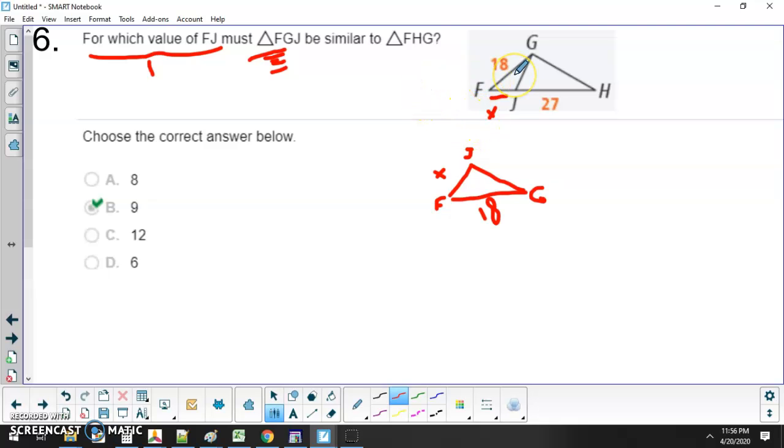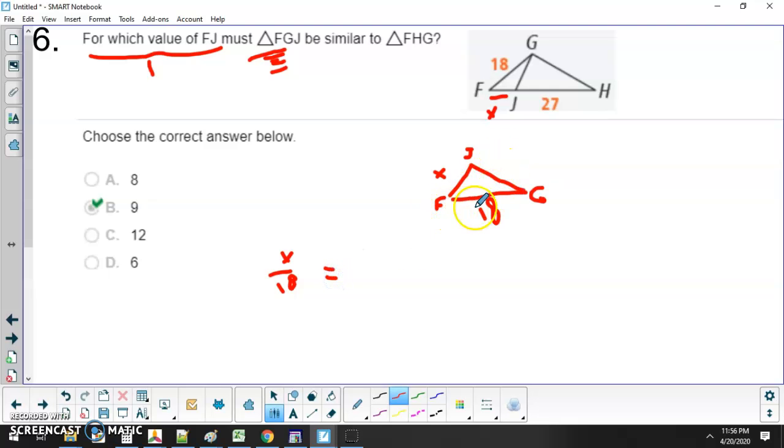Okay, so now we're assuming if they are similar, then we know the sides are proportional. All right, so we would know FJ is proportional to FG. So let's make a ratio that shows that. So we have X to 18. Okay, so that's FJ compared to FG.